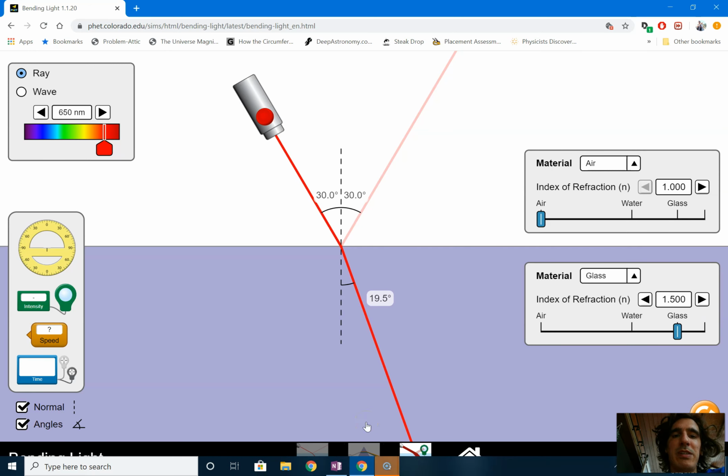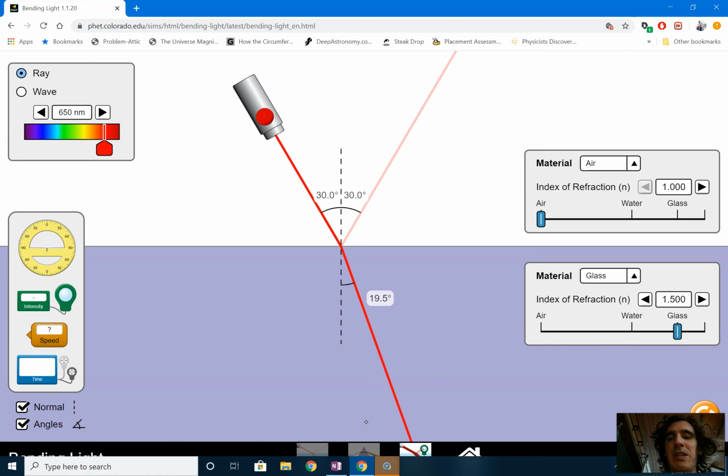Here we have red light going from air into glass. And as we can see, the angle in the air is 30 degrees relative to the normal. And when the light goes into the glass, notice that the angle decreases, it's 19.5 degrees.